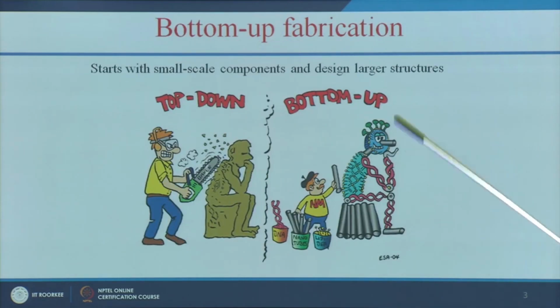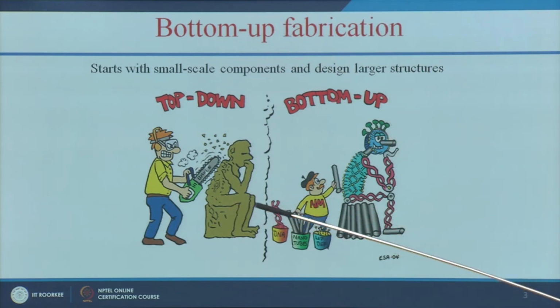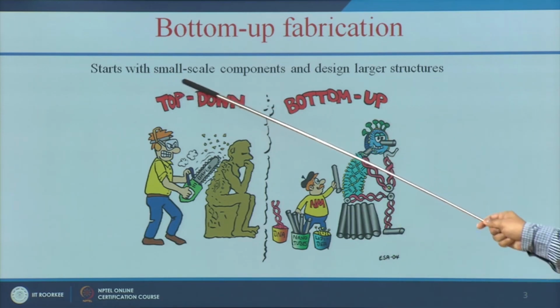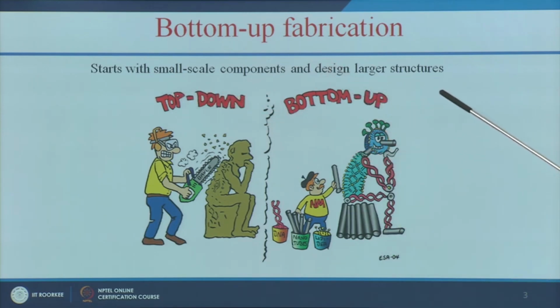So here the self assembly is a bottom up fabrication. Okay. So in my first lecture I told you what is top down approach and bottom up approach. Top down means from bulk to nanostructures, and bottom up approach means from atomic scale to nanoscale. Okay. So here we start with the small scale components and design the larger structures.